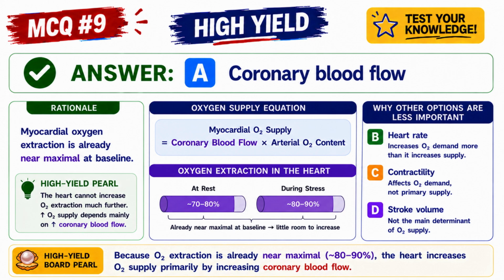And this is why the management of myocardial oxygen balance in anesthesia focuses on maintaining coronary perfusion pressure, avoiding excessive tachycardia, avoiding dramatic increases in wall stress and afterload, all designed to keep supply in excess of demand in a heart that has almost no extraction reserve. Coronary blood flow is myocardial oxygen supply. They are essentially the same thing.